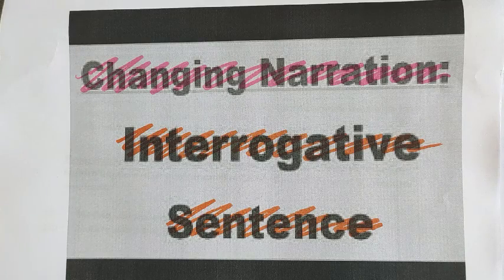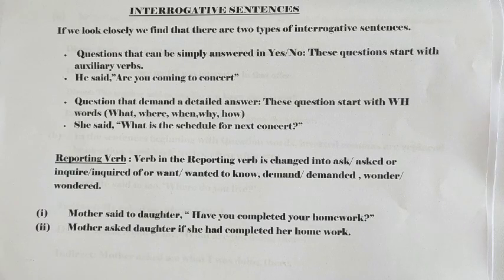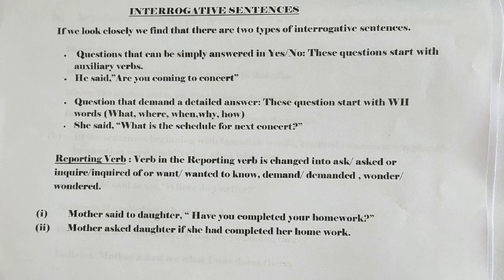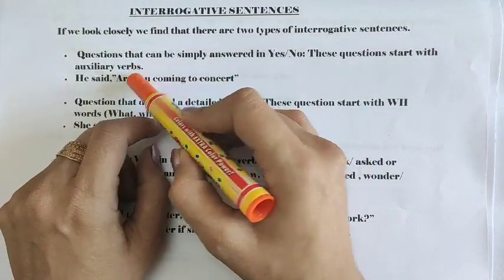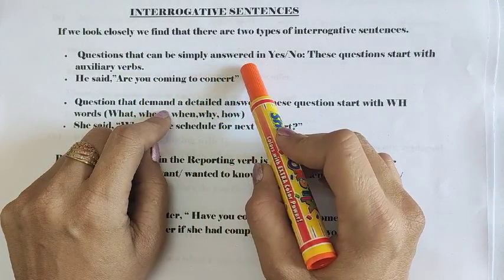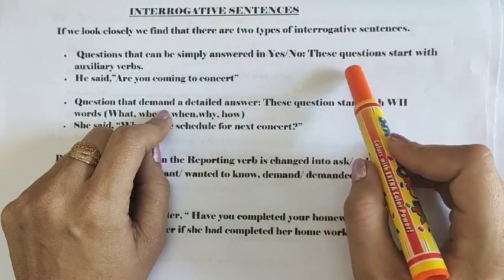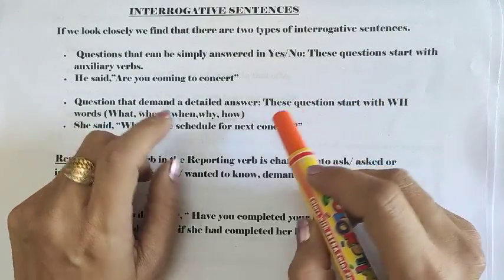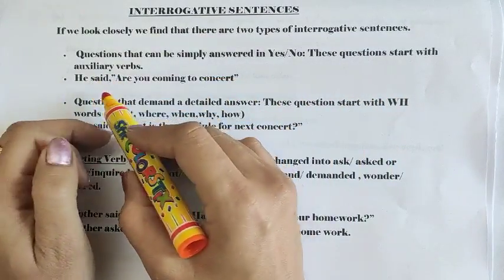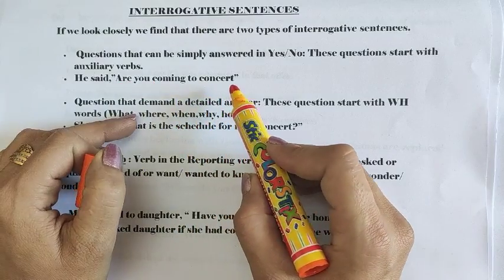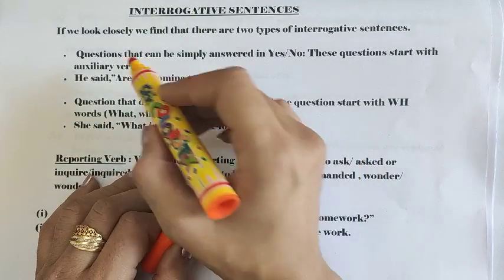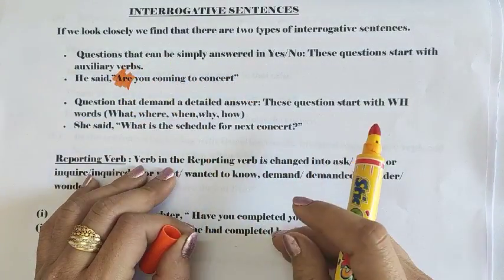Today we are going to cover interrogative sentences, and discuss some basic rules and examples as well. So let's get started. If we look closely, we will find that there are two types of interrogative sentences. First is questions that can be simply answered in yes or no, and these questions start with auxiliary verbs. Like he said, are you coming to the concert? So there is an auxiliary verb, are.